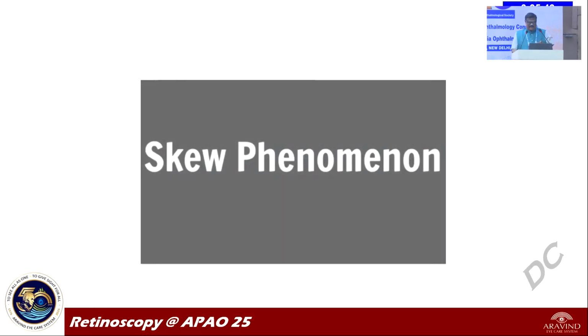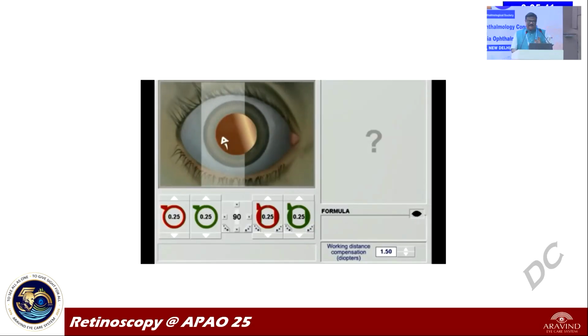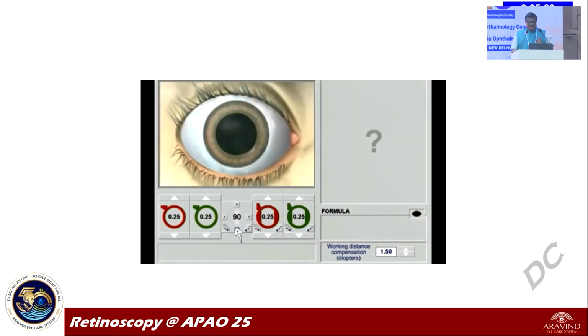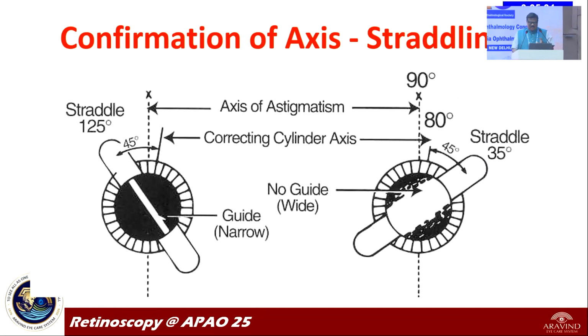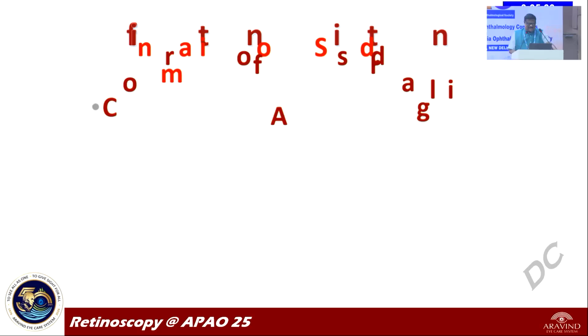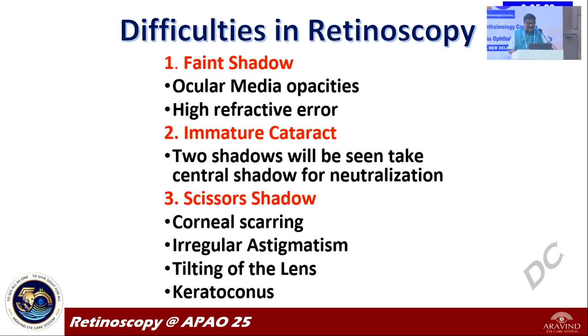I'll show you what is skewing. Here you can see one will move in one axis, the other in another. It doesn't move parallelly. This is called skewing. And then just like your Jackson cross cylinder, you move 45 degrees on either side and see. This is to confirm the axis.